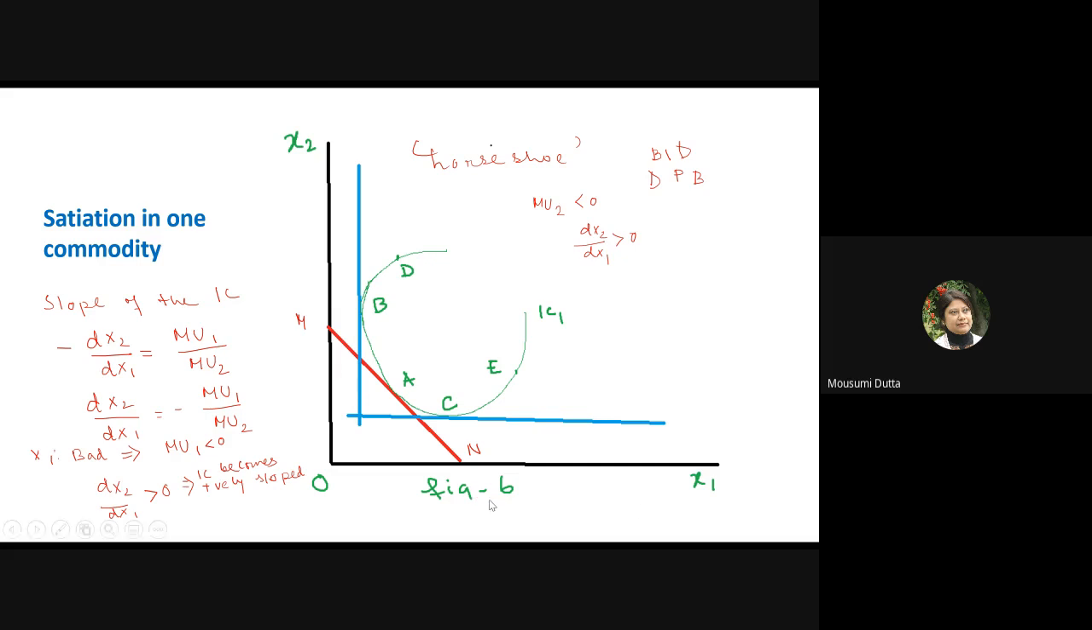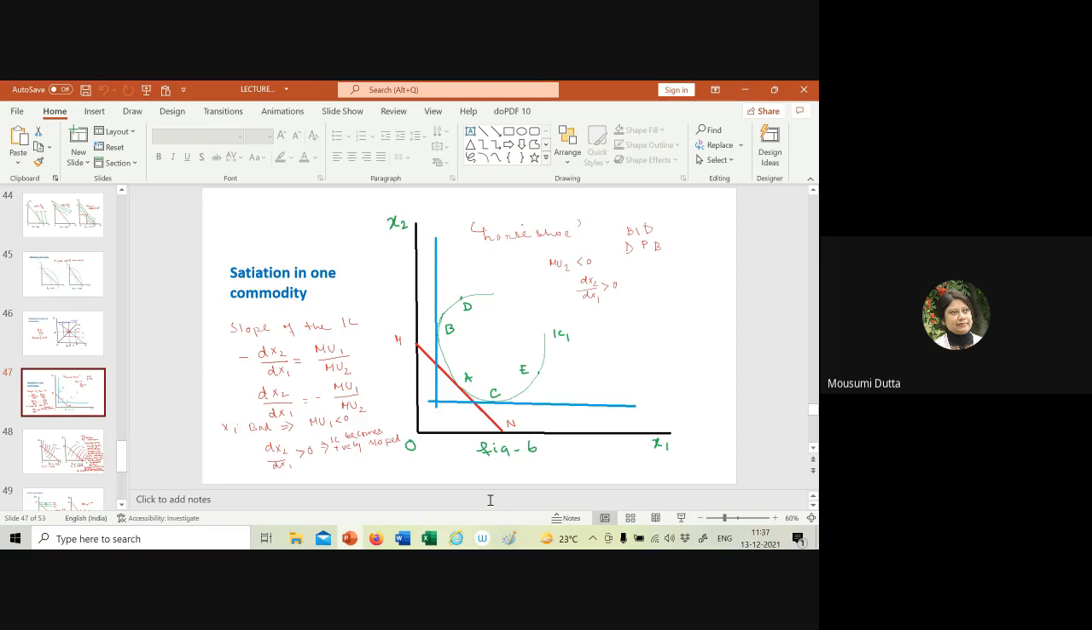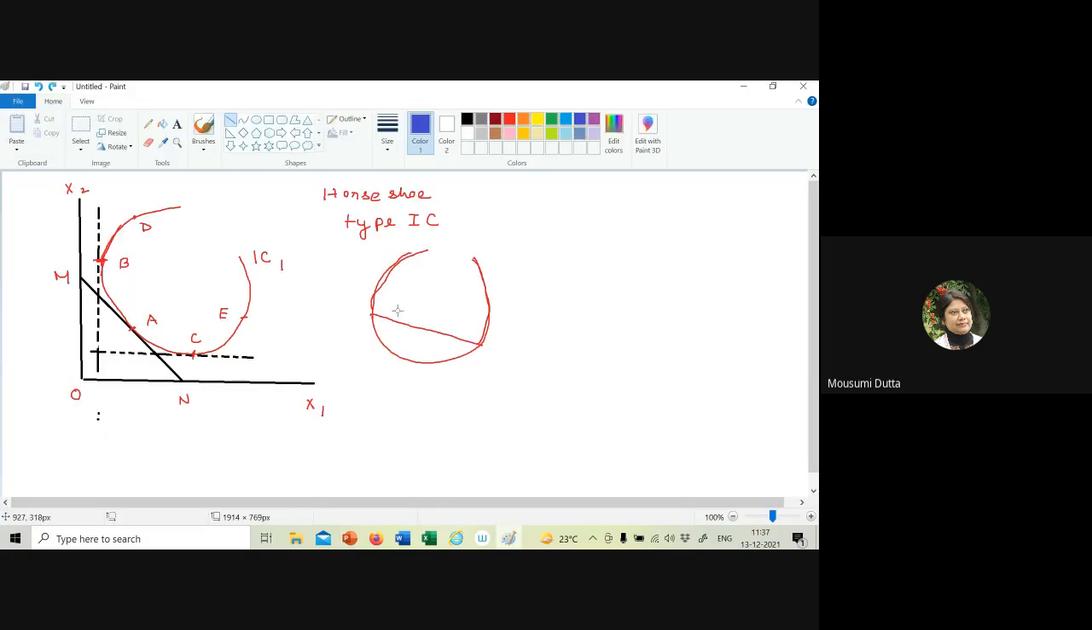MN is the budget line. And I'm considering a curve which is convex between B and C, and A is a well-defined point of tangency. However, beyond B the curve becomes positively sloped, and similarly beyond C the curve becomes positively sloped. Between B and C, it is a negatively sloped convex curve. The same diagram I have drawn here. Whatever you like to draw, you can draw.